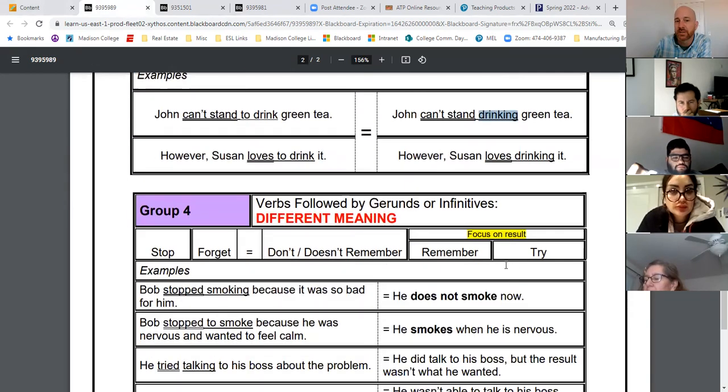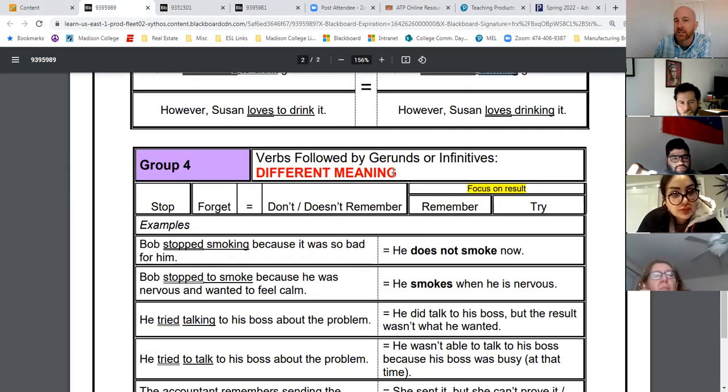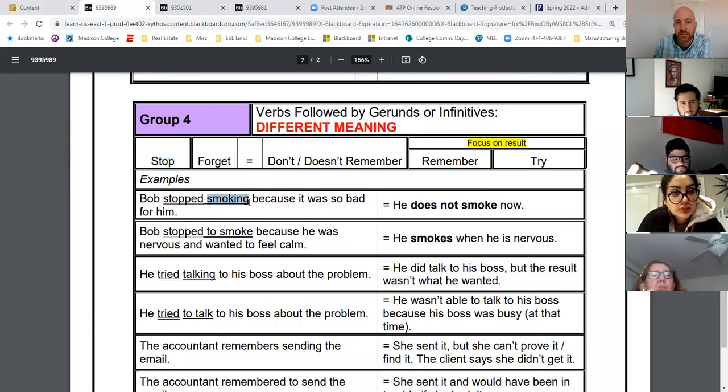But group 4, these verbs, the meaning changes if I use a gerund or infinitive. So stop plus an infinitive has a different meaning than stop plus a gerund, okay? So here I see a gerund, Bob stopped smoking because it was so bad for his health, so bad for him, means now he does not smoke. So stopped gerund. Here we see stop plus infinitive. Bob stopped to smoke because he was nervous and he wanted to feel calm. So he smokes when he is nervous.